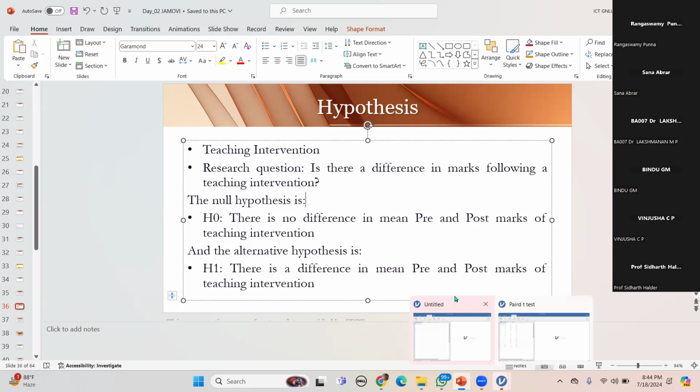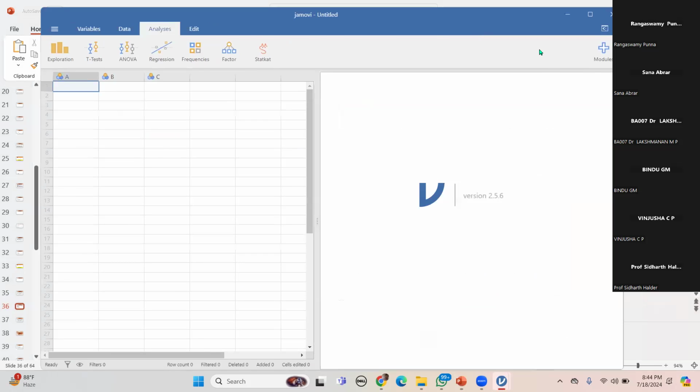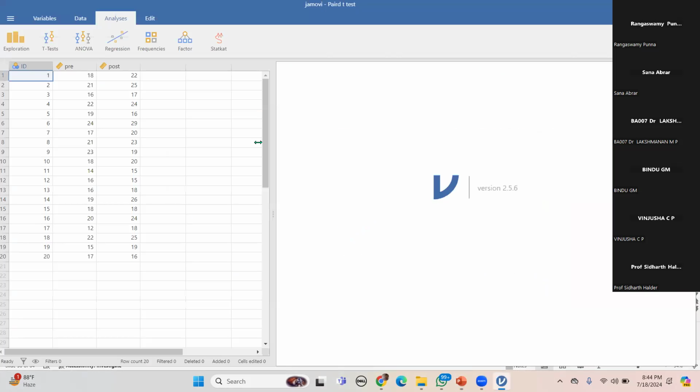For this particular hypothesis, we are going to test it. Now, what you have to do here is test for normality. We all know how to conduct the normality test, right? Now, we are going directly to conduct the paired sample t-test.